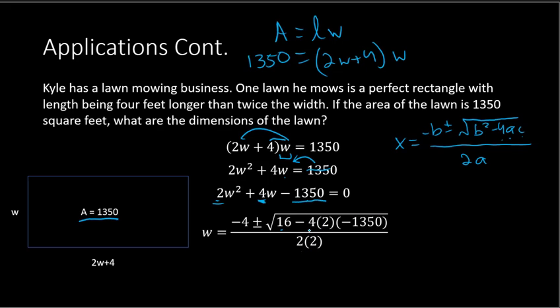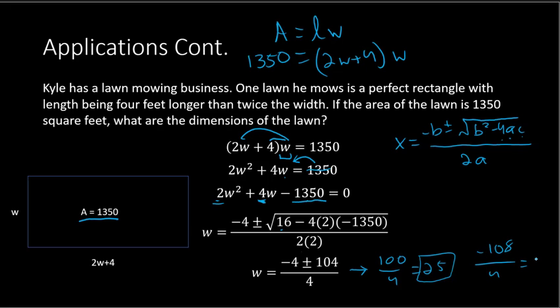So inside the radical, we have 16, and then negative 4 times 2 would be negative 8. Negative 8 times 1,350, we get some number, and when you take the square root of that number with your calculator, you're going to get 104. Then from here, you can solve, where you do negative 4 plus 104 over 4. That would give you 100 over 4, or 25. That's one answer. Or you could do negative 4 minus 104, which is negative 108, divided by 4, and that would be negative 27.